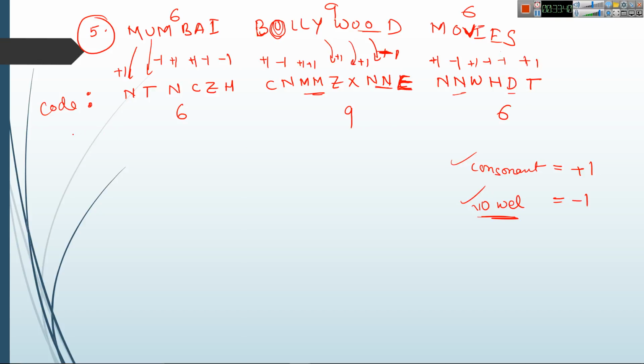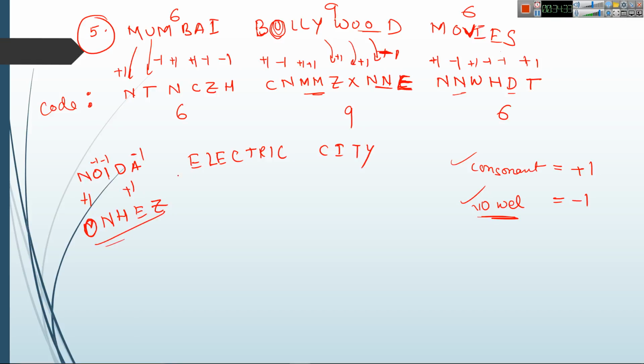So if we are asked the code for Noida Electric City. So we have to add 1 for the consonants and subtract 1 for the vowels. If we do N plus 1, we have O. And when we do O minus 1, we get N. Again, I is a vowel, I minus 1 H. D is a consonant, so D plus 1, we will get E. And A is a vowel minus 1, we get A minus 1 Z. This will be the code for Noida.